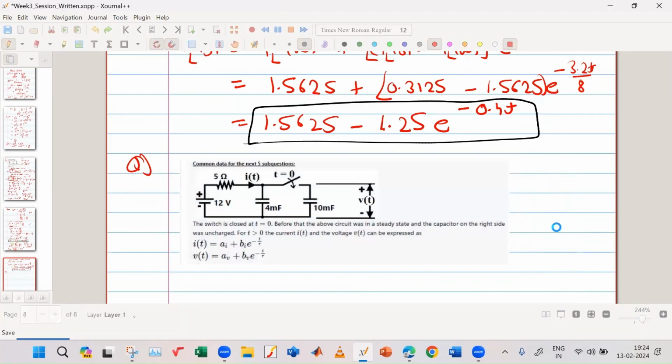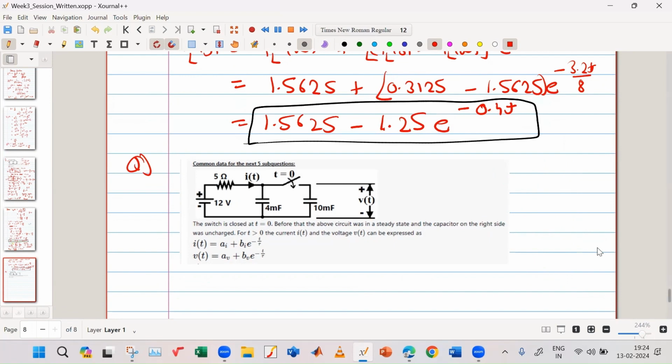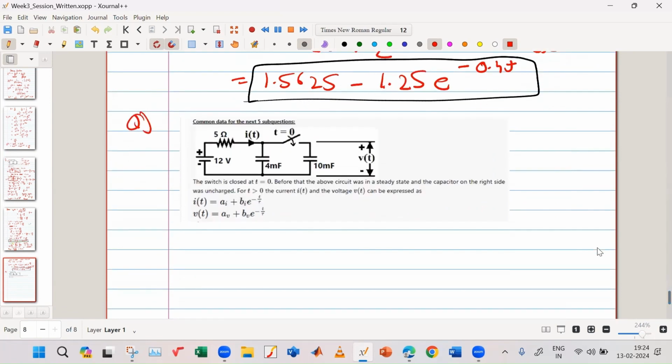So let us consider this case. This question. What we have is initially the switch was open and at time t equal to 0, the switch is closed. So what was the circuit before the switch was closed? Only the first loop will be considered. So can you tell me what will be the voltage across this capacitor?